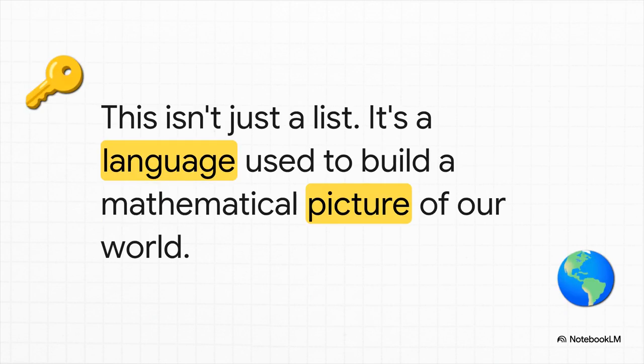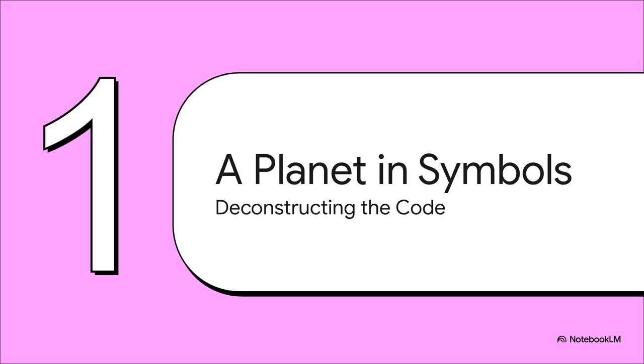But here's the secret, the really amazing part. This isn't just some random list of variables. It's a language. Every single one of those symbols is like a word, a concept that lets scientists build a complete mathematical picture of our world. So, to understand any language, you've got to start with the basics. So that's what we're going to do. We're going to deconstruct this code by learning how to read a single word.